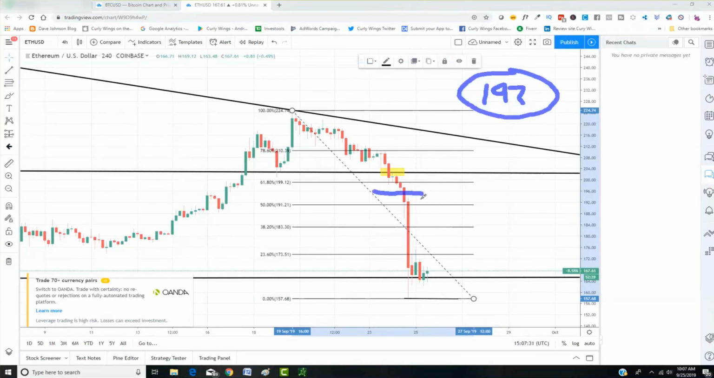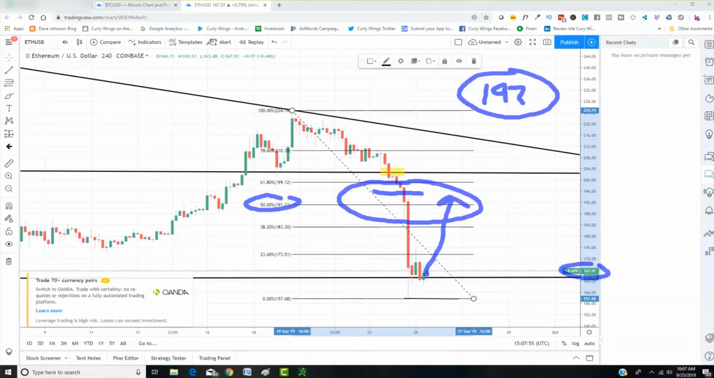Have that order up there that what I'm going to do is I'm going to sell my Ethereum at 197 if this goes back up. Okay? So it hit the support. I'm expecting it to retrace up into this zone. And it may not make it up there. It might get here and then roll over, and then I can sell it there.